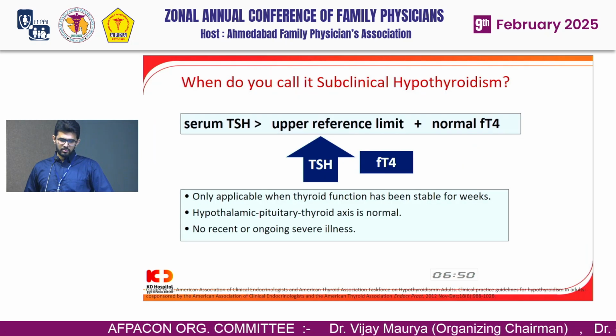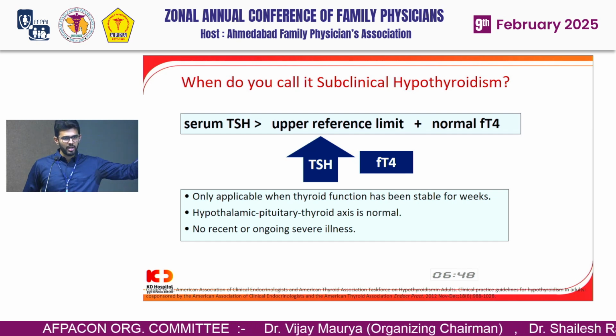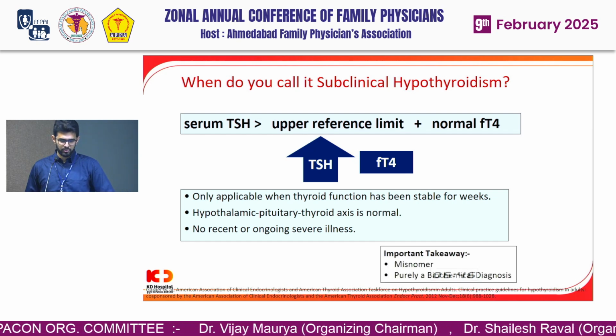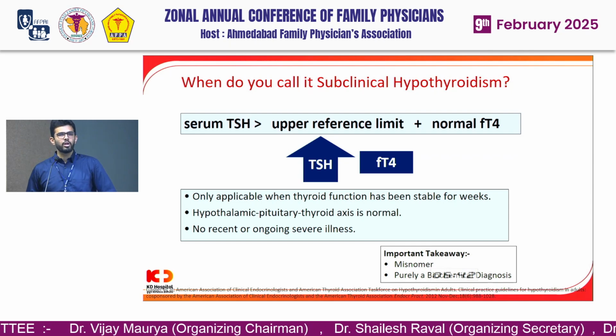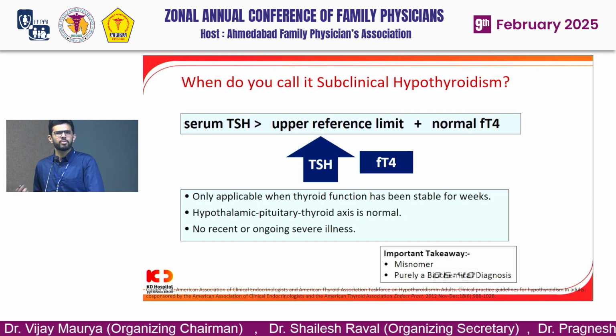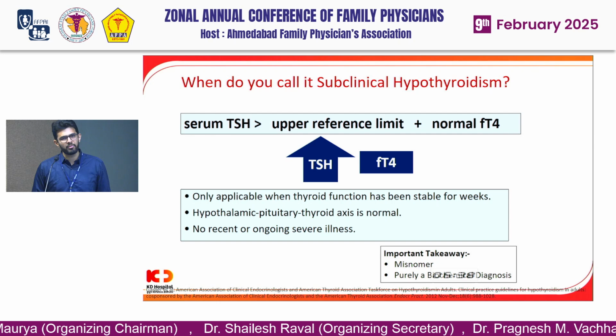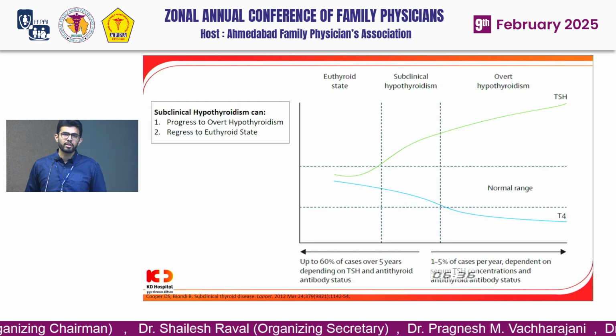Now, when do you call it subclinical hypothyroidism? Higher TSH, normal free T4, T3. It's a misnomer, right? When we call it a subclinical disease, we expect something wrong is going on, but most of the time patients do not have any specific symptoms.